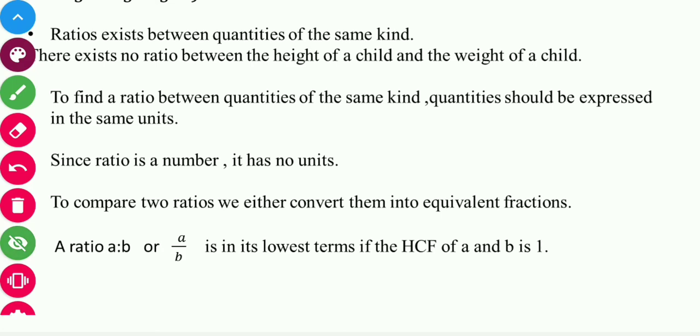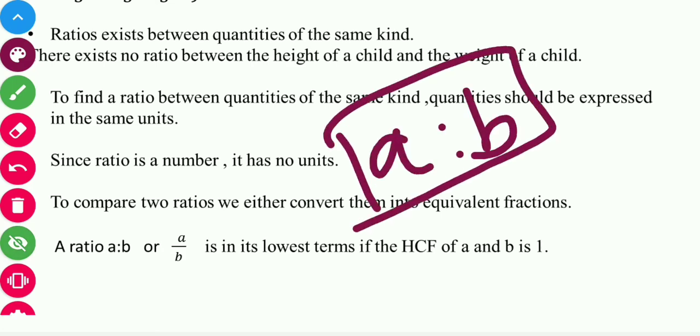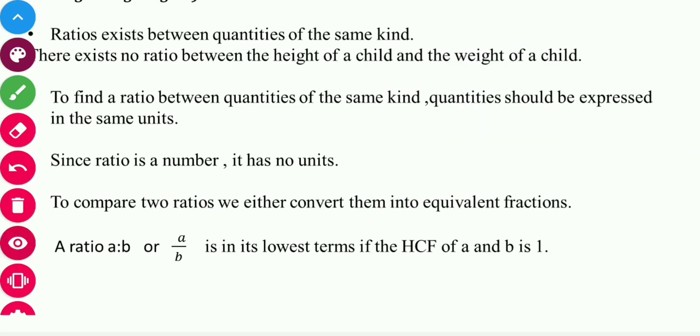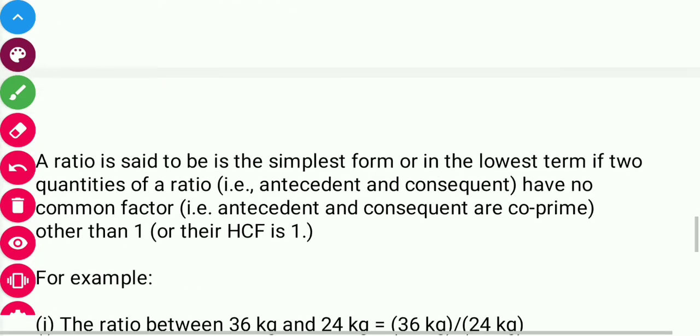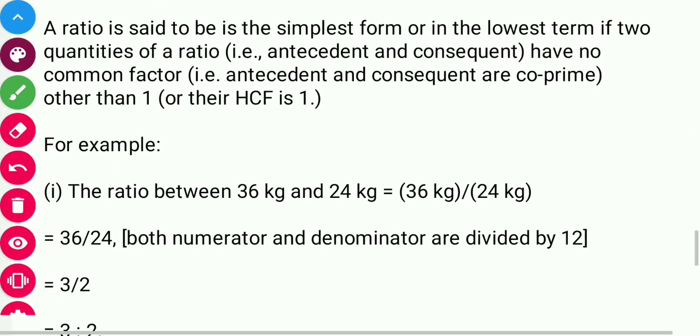Again, a ratio a by b or a:b, you can get it in the lowest terms. Lowest terms how? That a and b should have their HCF as 1 only, meaning you cannot reduce them further. You need to write them in a standard form. Standard form of a ratio or simplest form should be there.